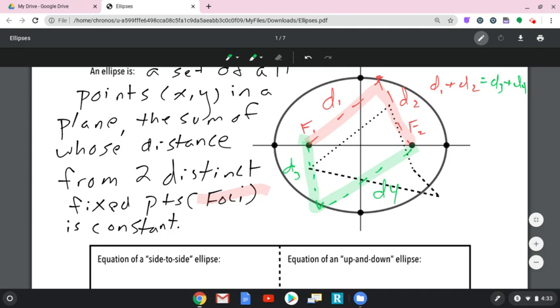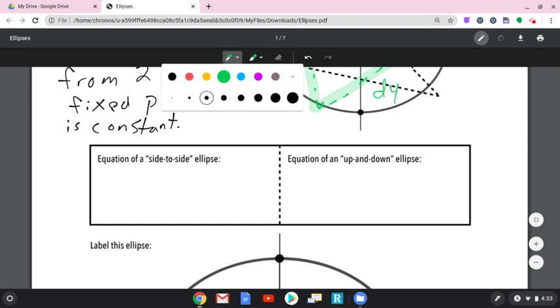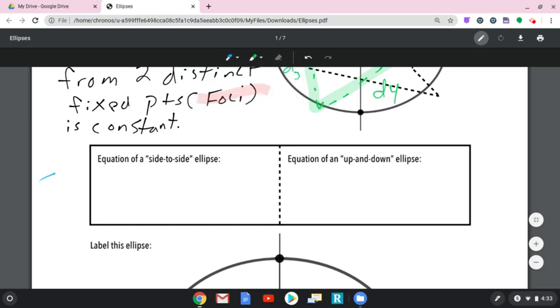Now there's two types of ellipse that we're going to be working with. We have a side to side and we have an up and down. When I say side to side, what does that mean? A side to side just means that it's going to be wider than it is tall, and up and down means that it's going to be taller than it is wide.